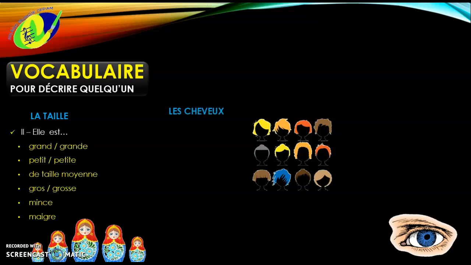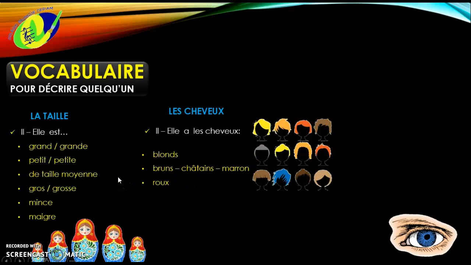We also have les cheveux, that is the hair. You have to start this phrase using il a les cheveux or elle a les cheveux. Okay? It's necessary that you understand that you have to start the phrase using this expression. In this case, les cheveux, that is the hair. Il a les cheveux or elle a les cheveux. Il a les cheveux blonds ou bruns ou châtain ou marron. All these are synonyms for brown hair.